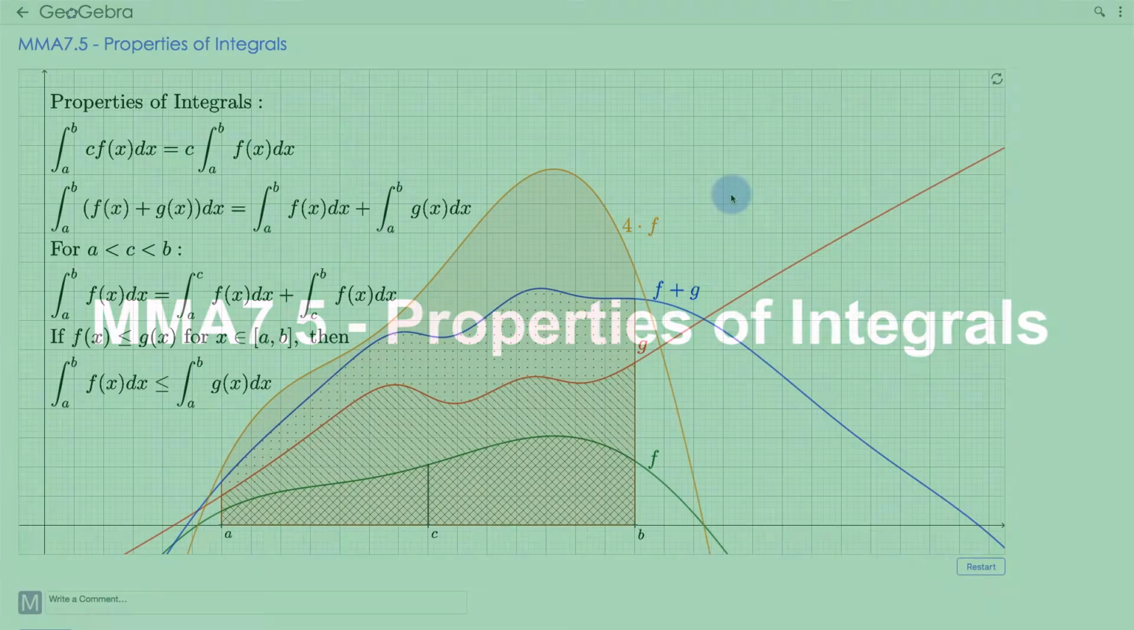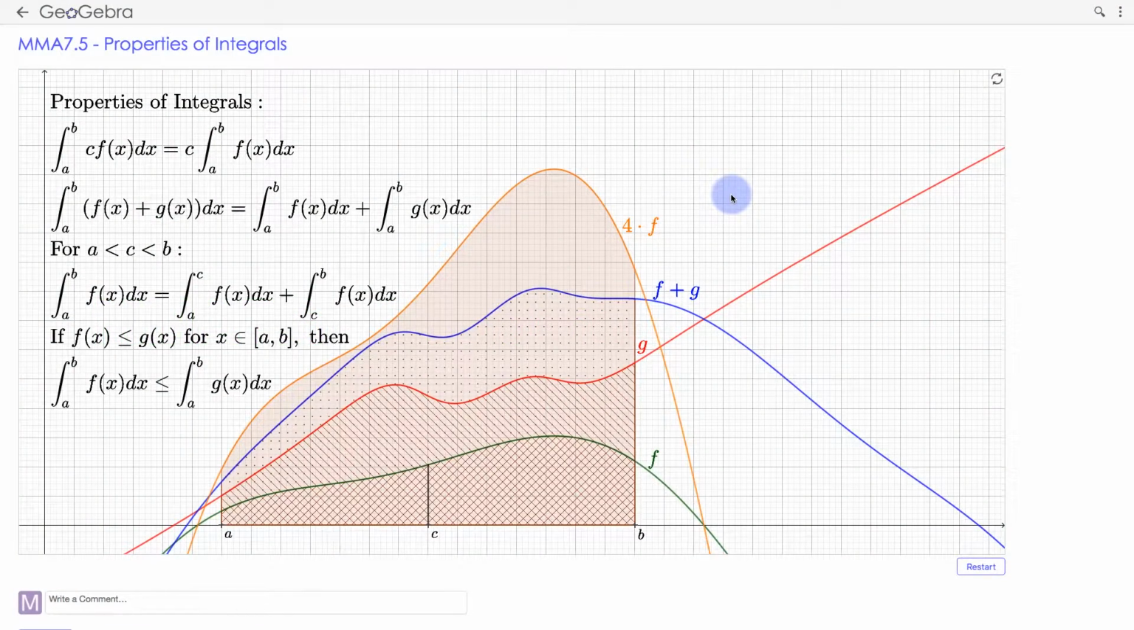So as with derivatives, there are some properties that make life more simple. One is that if you take a function and multiply it by a constant and then integrate it, you get the same as if you just integrate it and then multiply by the constant.